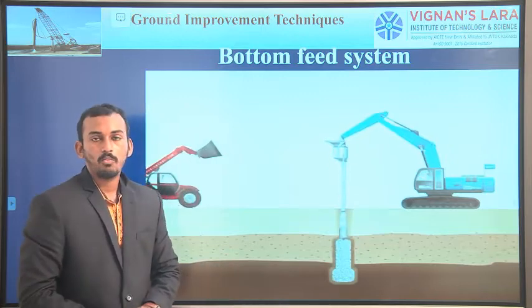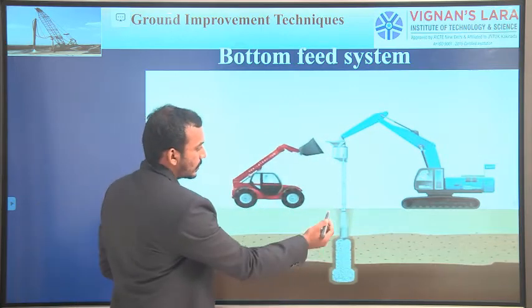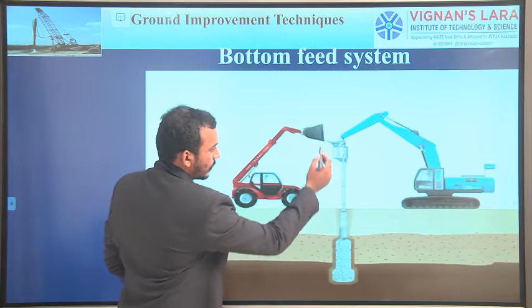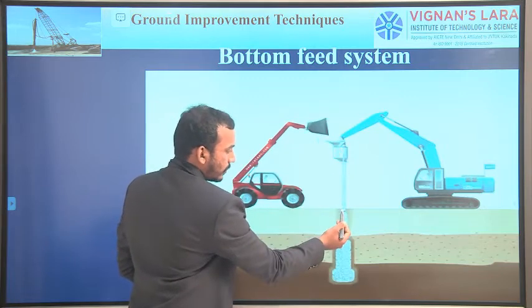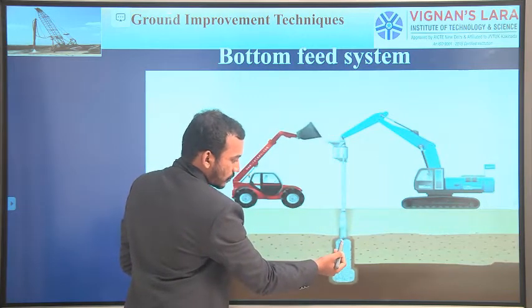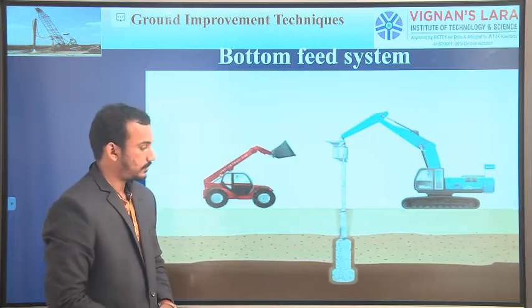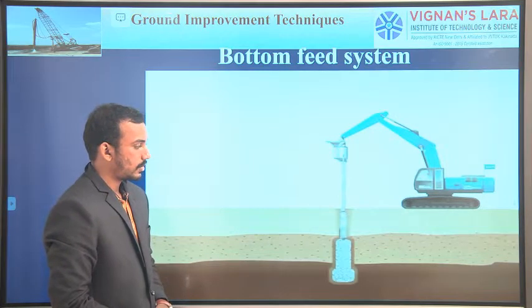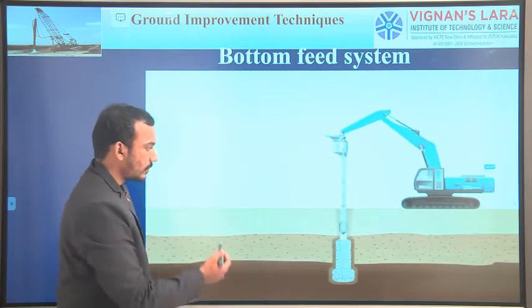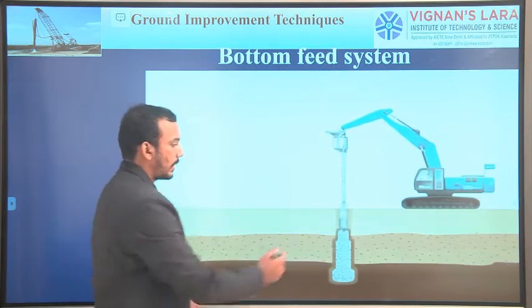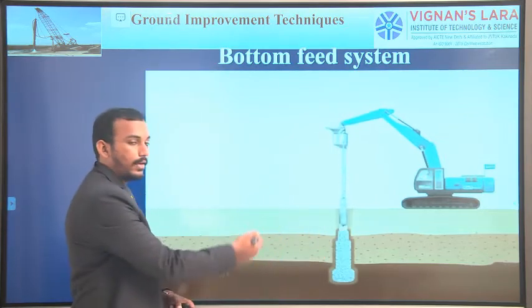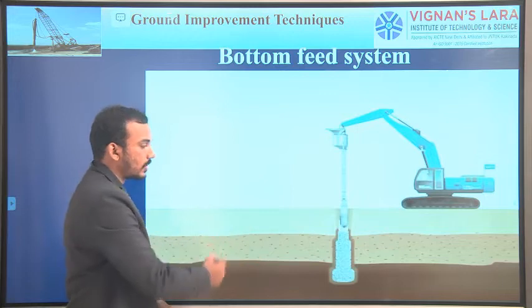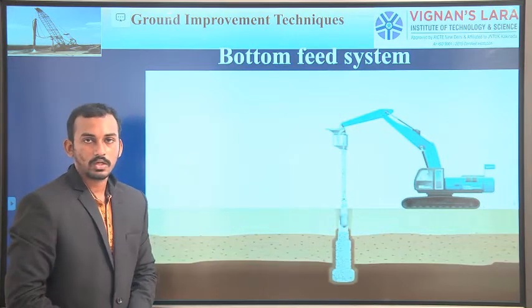This is the bottom feed system. See how the stones are reaching the bottom. We are going to lay the stones upward. Through the pipe, the stones are fed to the bottom. So this is the bottom feed system. Again we move to the second position and lay another stone column, and again move to the other position and lay the stone columns.